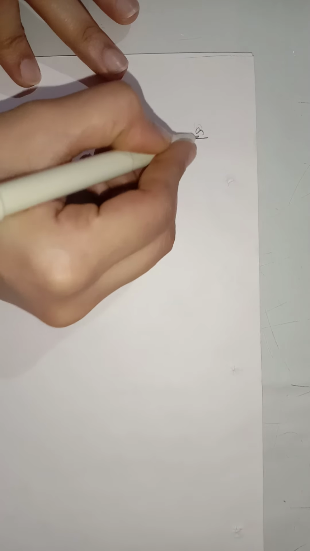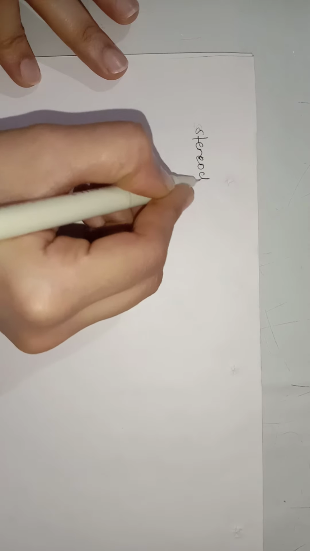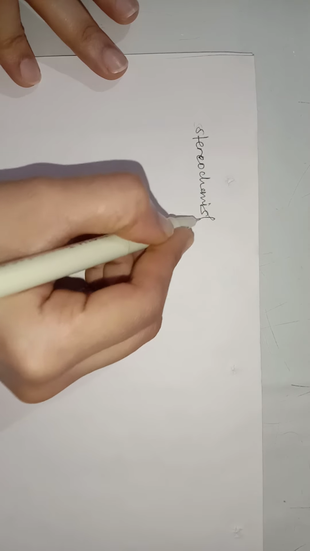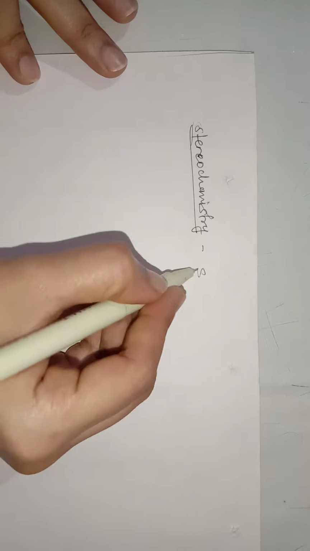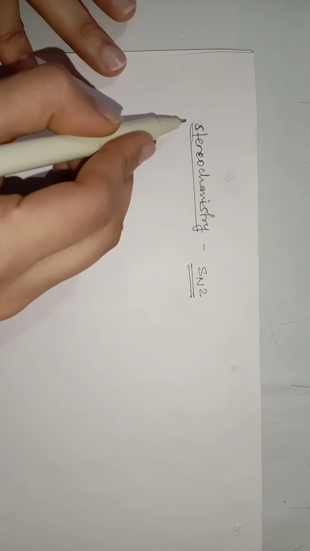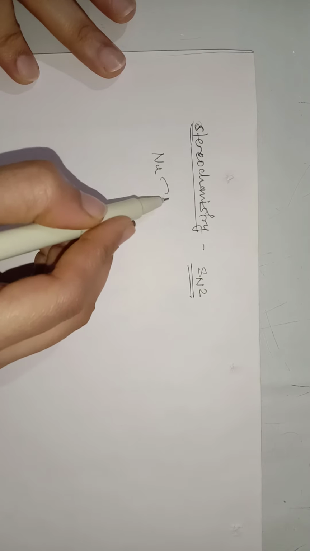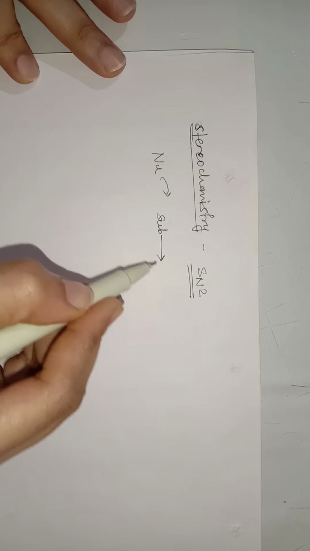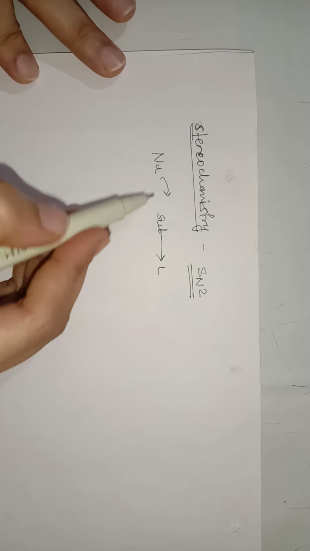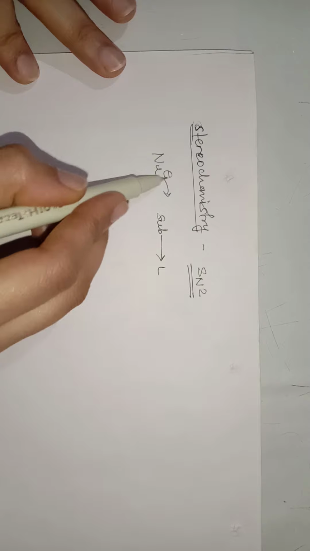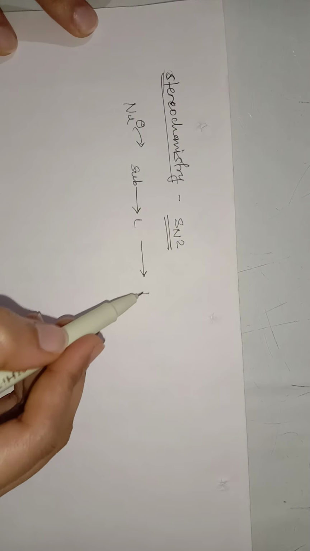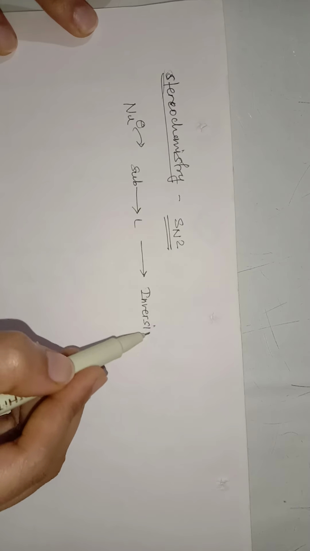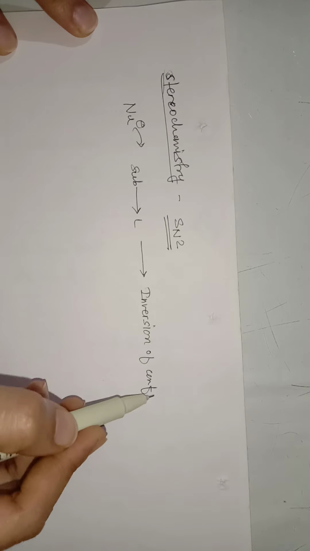But in case of SN2 reaction, let's see about the stereochemistry. The main concept of SN2 reaction is that the nucleophile will attack from the backside of the substrate and from the front side the leaving group will depart. So as the nucleophile attacks from the backside, there is always inversion of configuration.